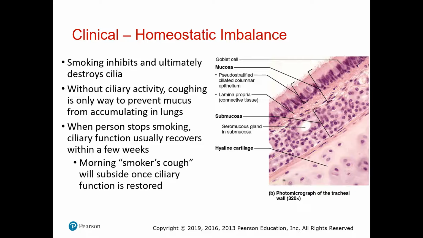That's what a smoker's cough really is. It's the coughing to get the mucus out, because the cilia aren't working, since they've been paralyzed by tobacco smoke. If a person stops smoking, the cilia recover. But as long as they're smoking, they're going to be coughing every morning. They're not going to cough up a lung, but they're going to cough a lot of mucus up to get rid of all the crud that's accumulated because their cilia are simply inhibited.